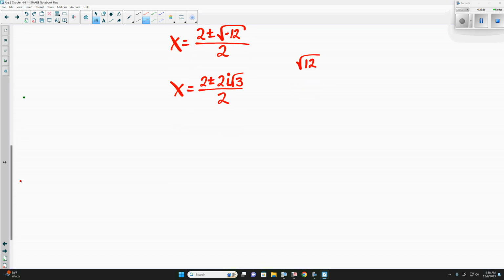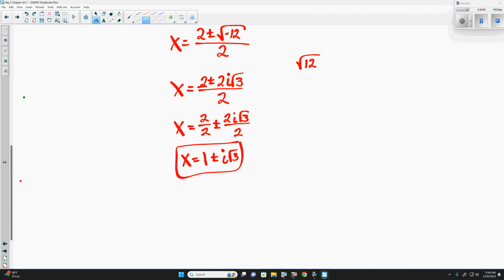Now, at this point here, we can simplify this, because if we split the fraction up like we did yesterday, we have this common factor of 2. Well, our 2 divided by 2 is 1, plus or minus, again, the 2 over 2 is 1 times our i square root of 3, or just i square root of 3, telling us that we have 1 plus or minus i square root of 3.